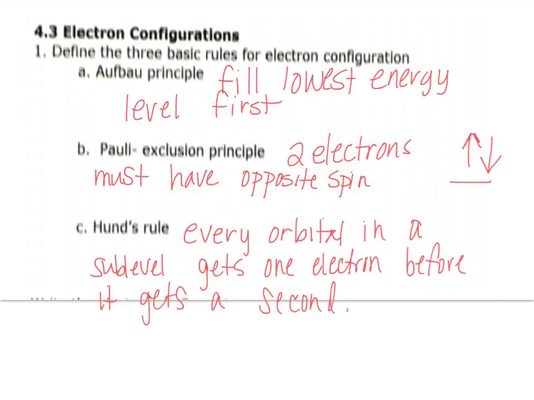The first one is the Aufbau principle. And the Aufbau principle states that you fill the lowest energy level first. So that's why we always start 1s and then 2s and then etc. And then that's also why we would fill a 4s before we fill a 3d, because it's a lower amount of energy. One way that might be able to help you remember this is its Aufbau principle.